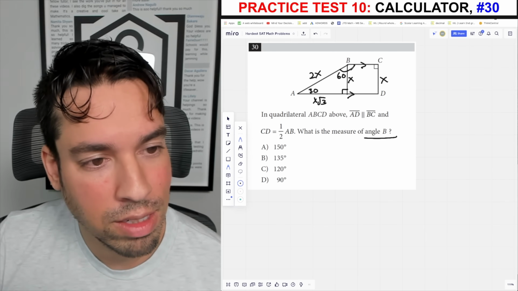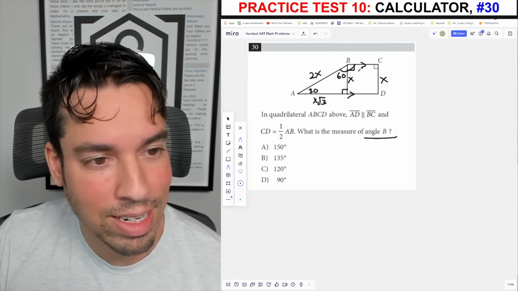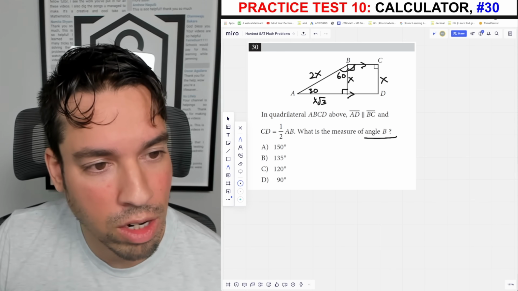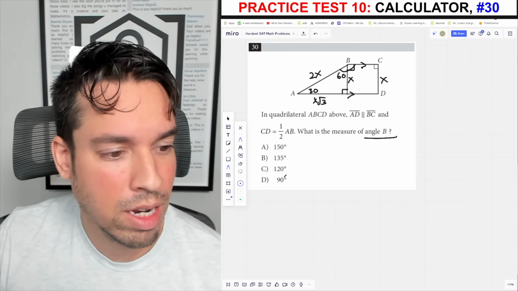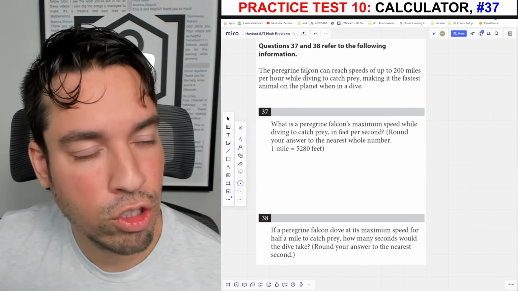But all we're trying to do is figure out this entire angle of B. If I know that this is 60, and I know that now I've just created a square, which means that this angle is 90, I know that the entire angle here is 60 plus 90, which is 150, and that's it.